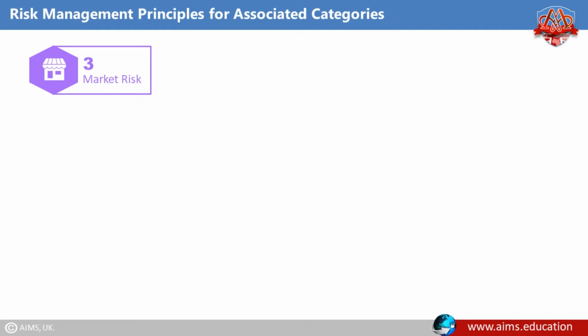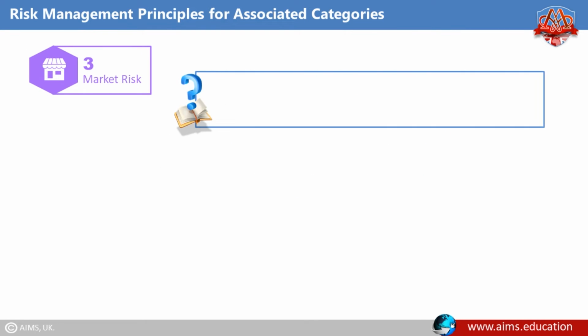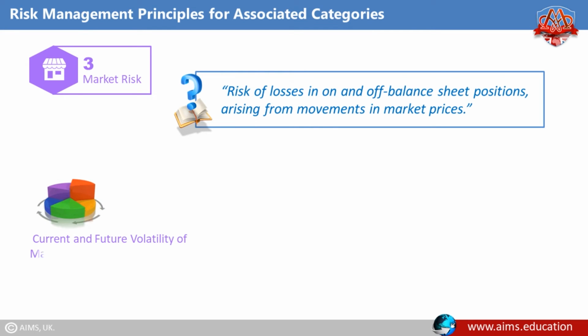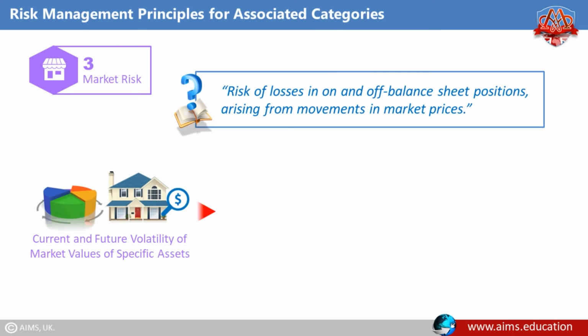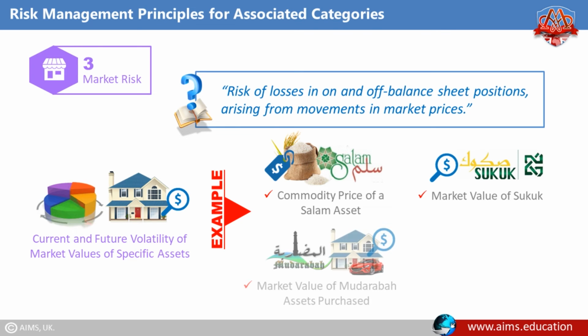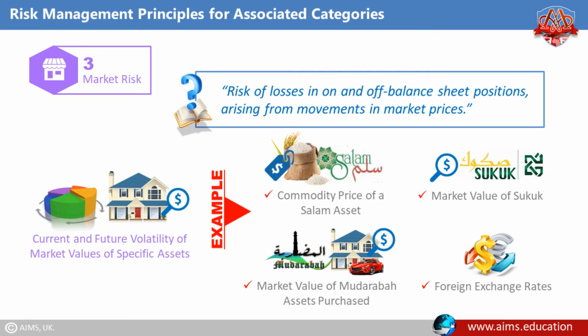Third category, market risk. It is defined as the risk of losses in on- and off-balance sheet positions arising from movements in market prices. It's related to the current and future volatility of the market values of specific assets. For example, the commodity price of a salam asset, the market value of sukuk, the market value of mudaraba assets purchased, and foreign exchange rates.